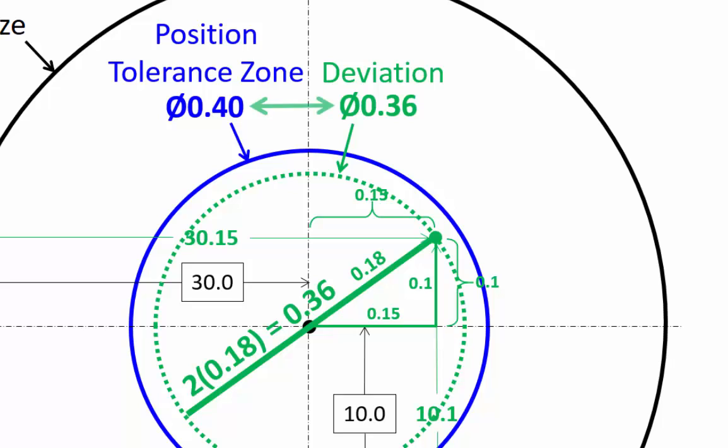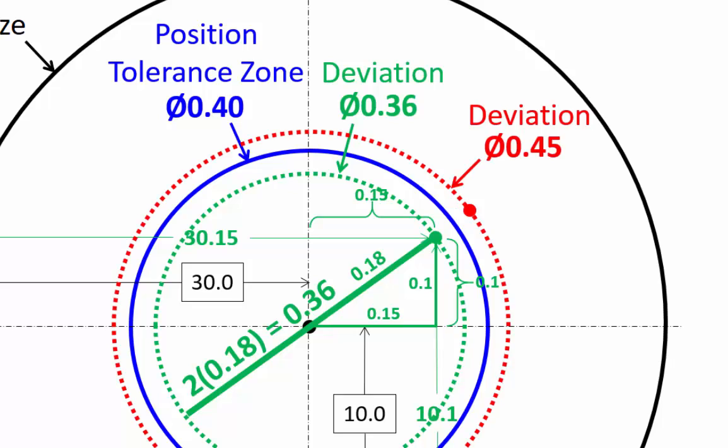If we compare the 0.36 deviation to our position tolerance of 0.4, we can see that we are within specification, since the actual deviation is less than the allowed tolerance. If, however, the center of the hole was located here at this red dot, the deviation would be 0.45 millimeters. If we compared that to the allowable position tolerance of 0.4 millimeters, we would realize that this red position was out of specification since the deviation from the perfect position was larger than the allowable position tolerance.